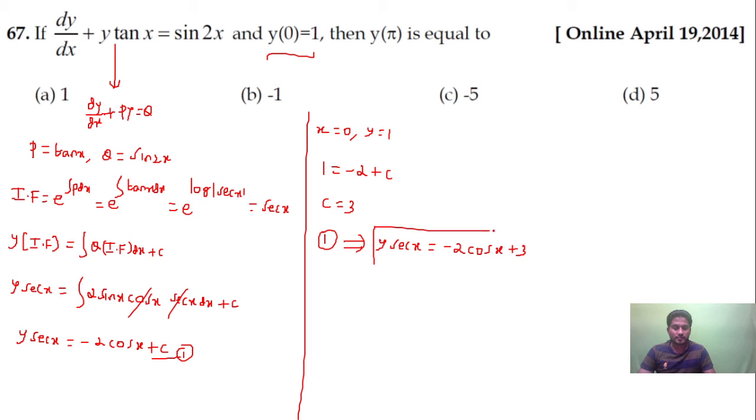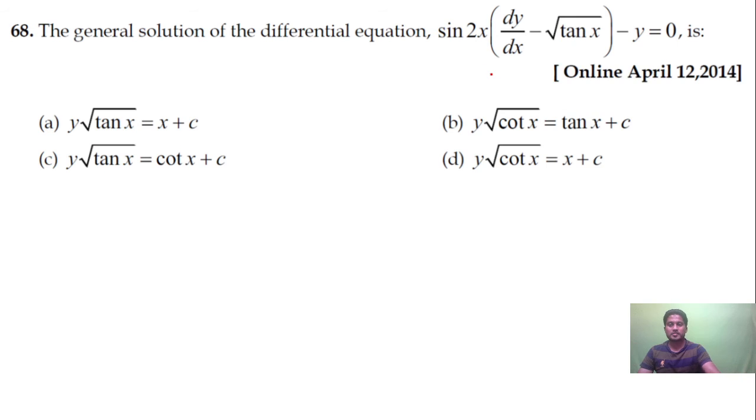Now I am supposed to find out what is y of pi. That is when x is equal to pi, what should be the value of y? Sec pi is minus 1, cos pi is minus 1, plus 3. So minus y is equal to 5. So y is equal to minus 5. Answer is option C.